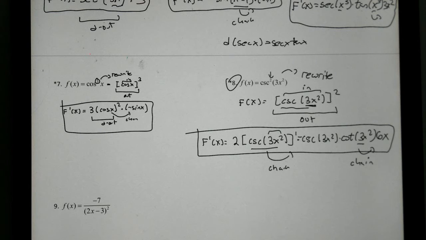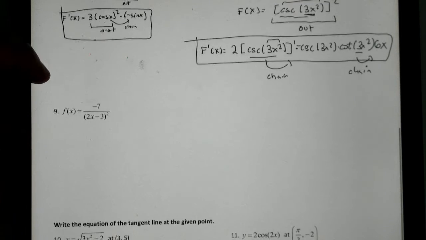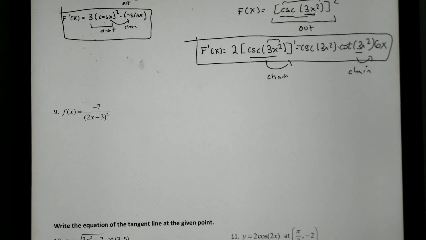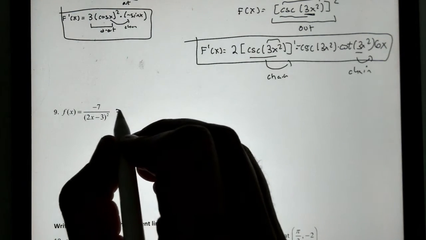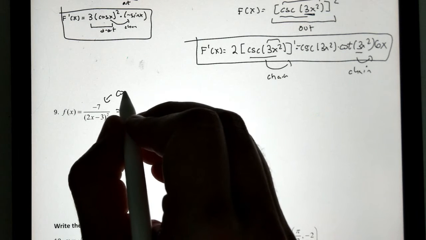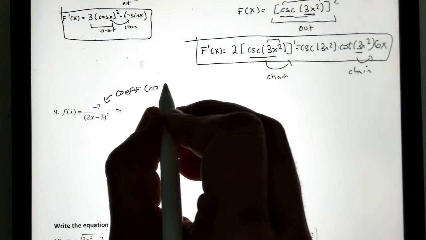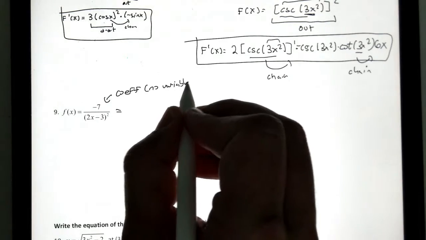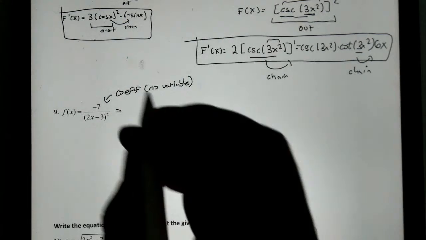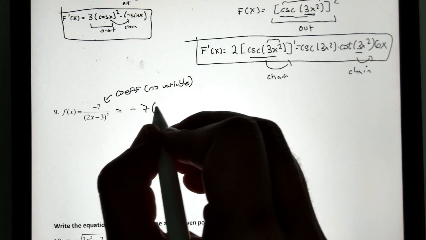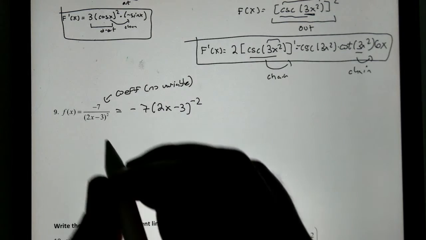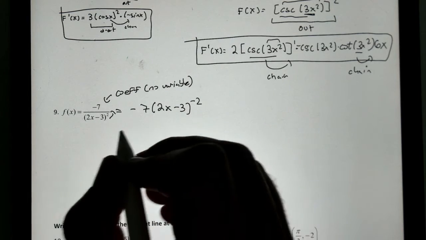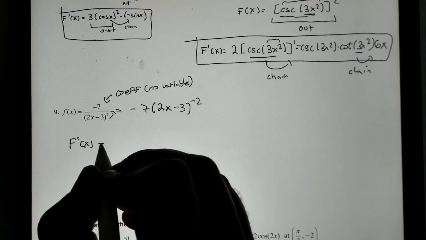All right, number 9, we actually have 2 ways to do this one. One, we could use the quotient rule on this one, but that gets pretty nasty for us. So another way I could do this, because this is just a coefficient, in other words, there is no variable in the numerator. If there is a variable, we're going to talk about that one tomorrow. I could rewrite this as negative 7 times 2x minus 3 to the negative 2. I'm just going to bring my power up. And now when I take the derivative, it's just chain rule.